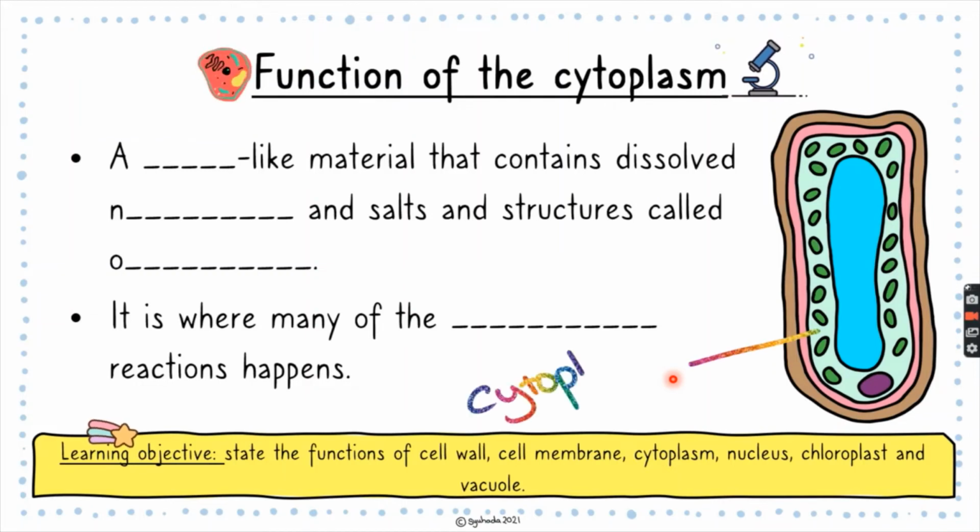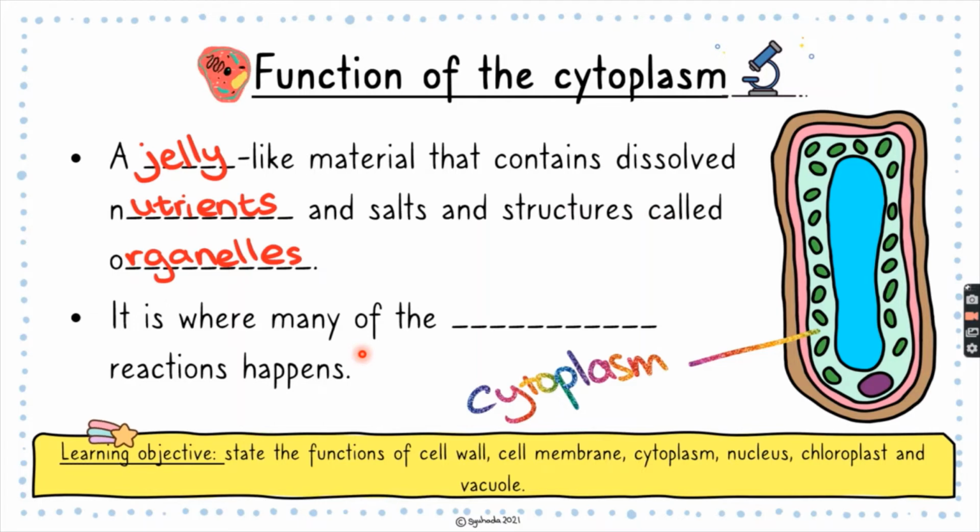Next is this layer right here, this area where all the organelles are sitting in. This is called the cytoplasm. So the cytoplasm is a jelly-like material, and it contains dissolved nutrients and salts and structures called the organelles. And it is where many chemical reactions actually happen, so the cytoplasm is the site of chemical reactions.